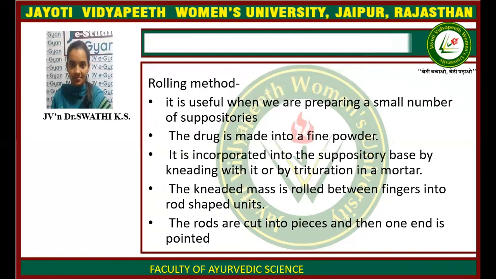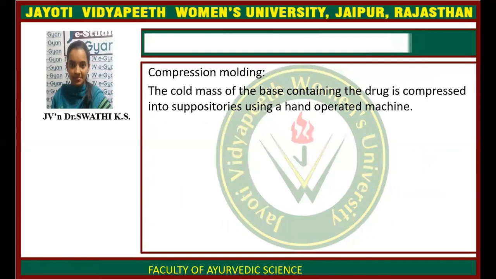The rolling method is useful when we prepare a small number of suppositories. The drug is made into a fine powder and incorporated into the suppository base by kneading with it or by triturating in a mortar. The kneaded mass is rolled between the fingers into rod-shaped units, the rods are cut into pieces and then one end is pointed. In compression molding, the cold mass of the base containing the drug is compressed into suppositories using a hand-operated machine.